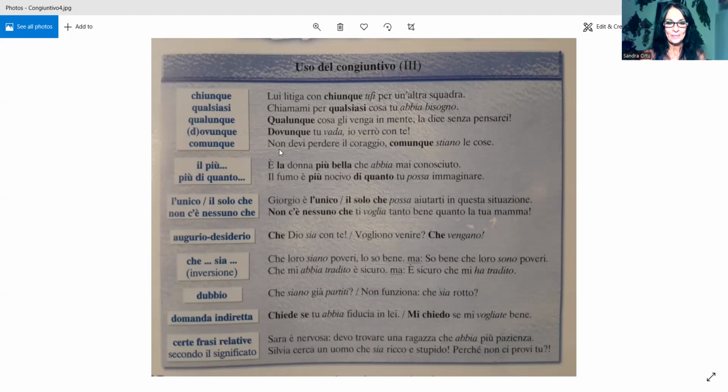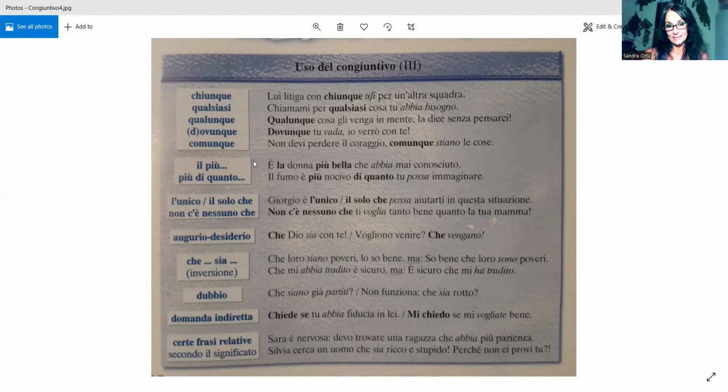A promise. Non devi perdere il coraggio comunque stiano le cose. You must not feel discouraged, however things are, or however things will be. So can you see it's not easy at all?